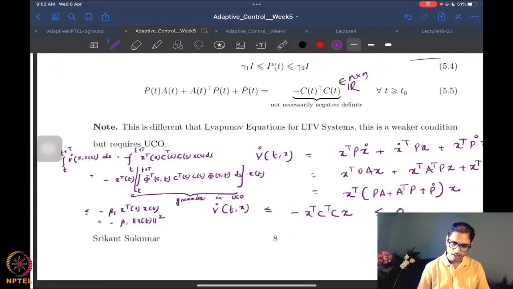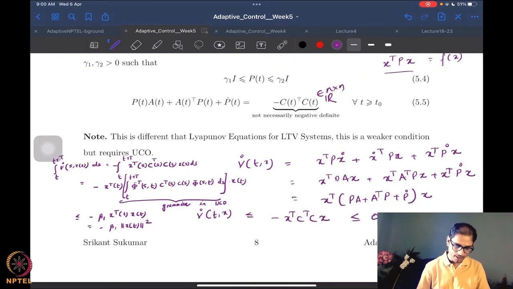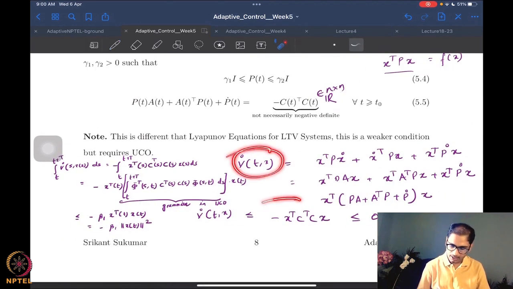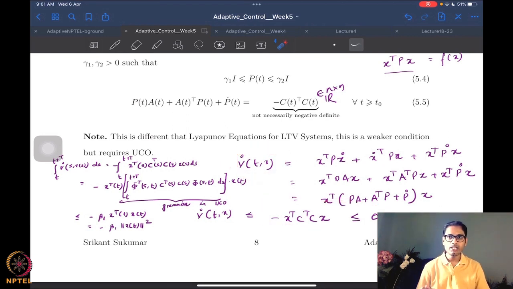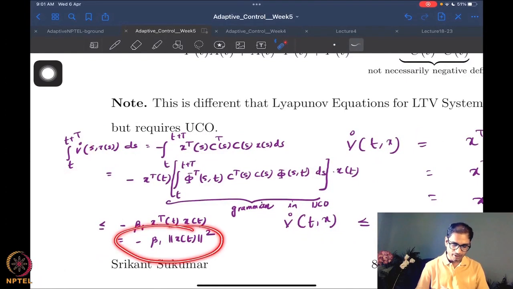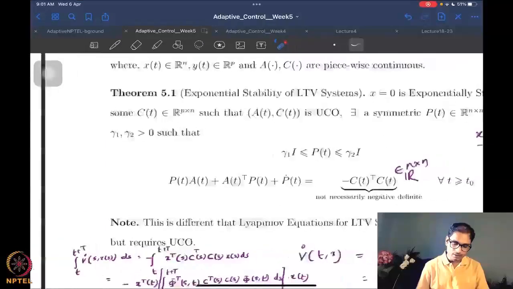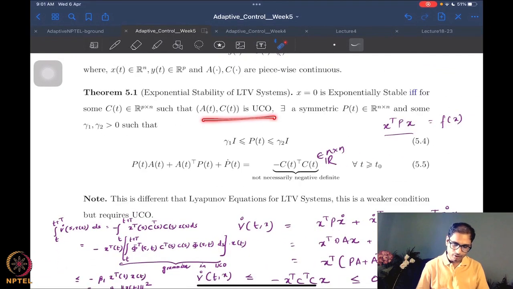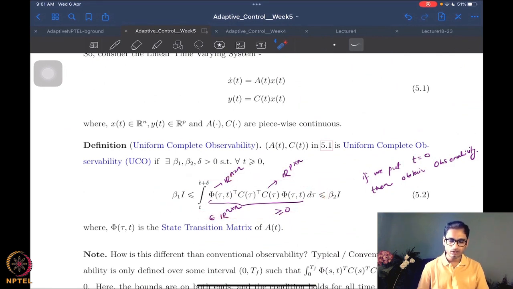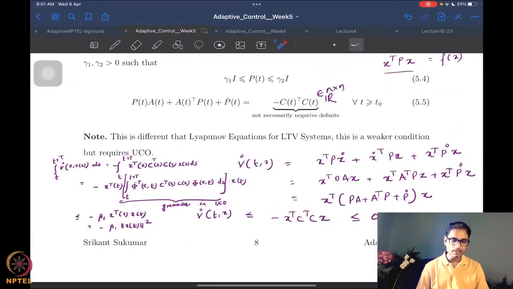This is exactly what we wanted for proving exponential stability, that even though V dot is negative semi-definite only, which is a weak thing, right? It is not negative definite. But the integral over some window is negative definite, that it is upper bounded by some minus beta 1 norm x(t) squared, right? This is a rather cool result, right? This was possible only because we assumed that the AC pair is UCO. So we could actually compare with this definition here and use this set. Alright? And of course, because of the alternate exponential stability theorem.